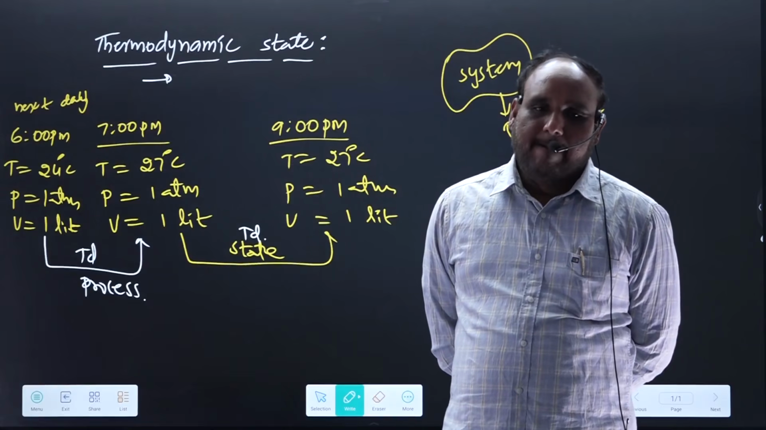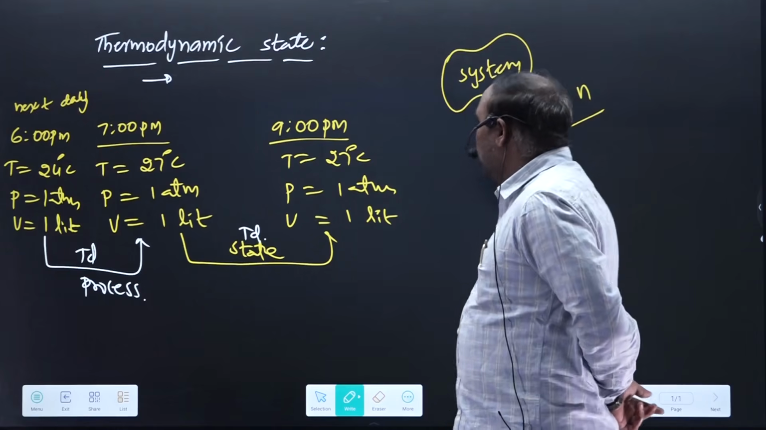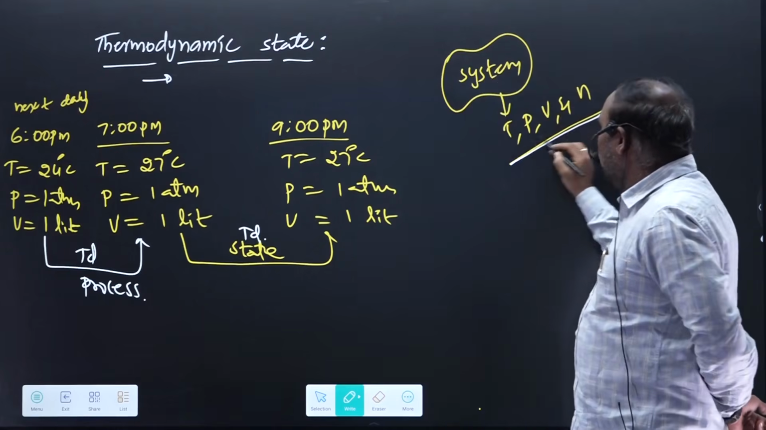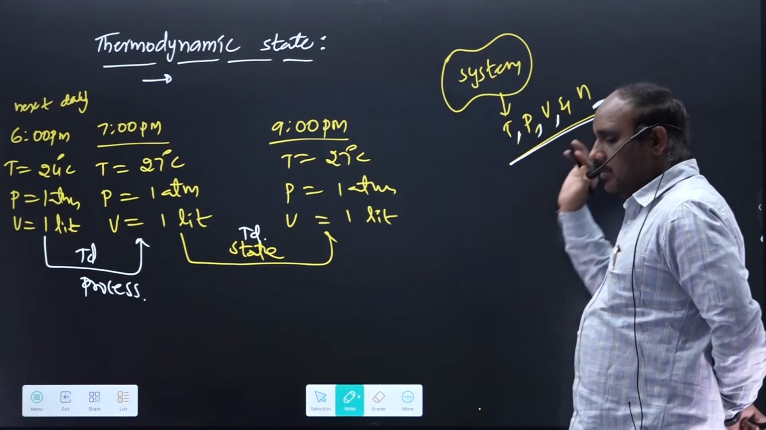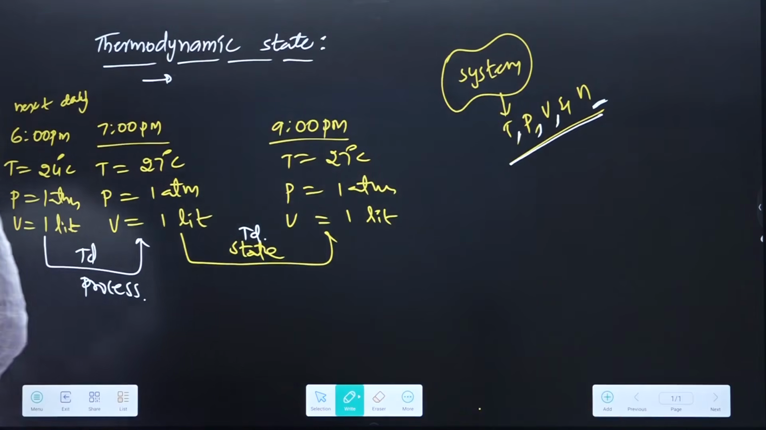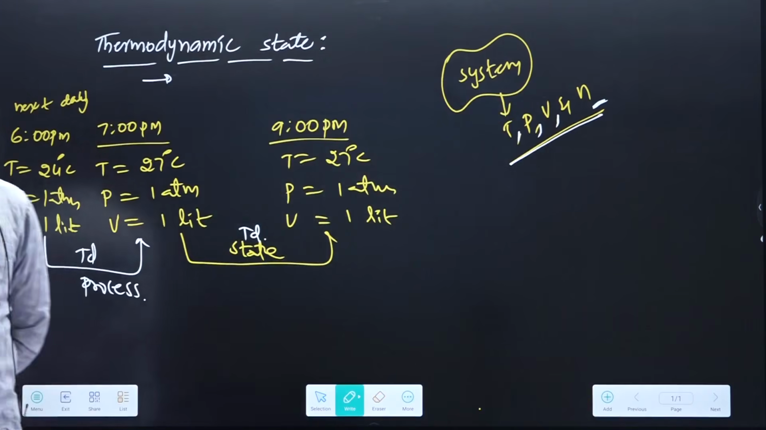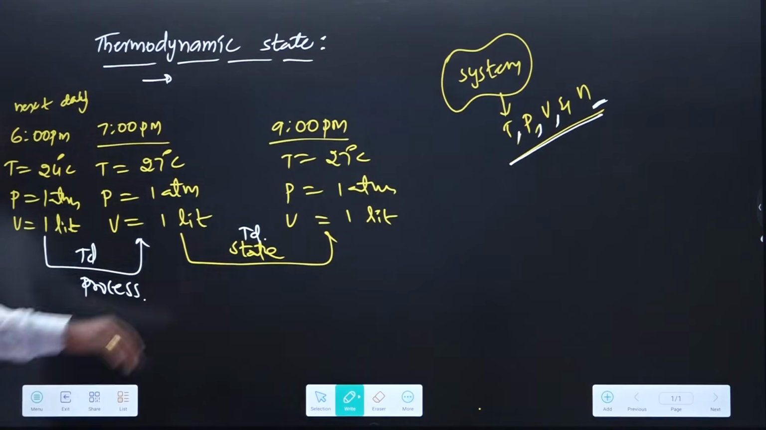considered as temperature, pressure, volume and composition. These are the basic properties of the system, right? Temperature, pressure, volume and composition. So just write this example.